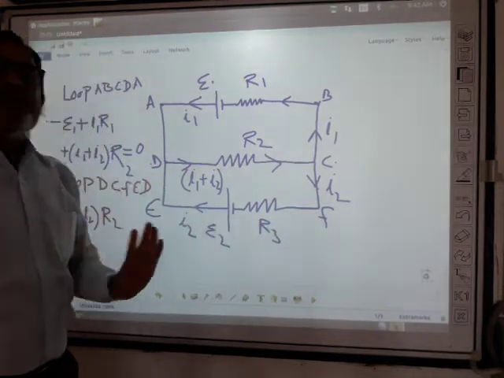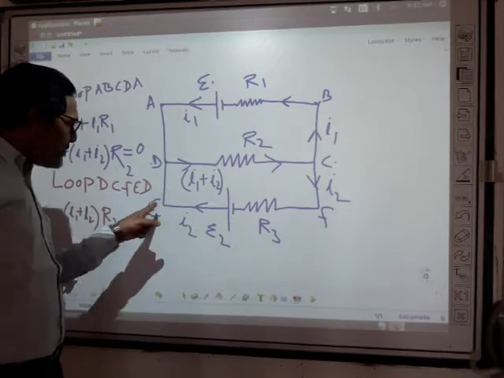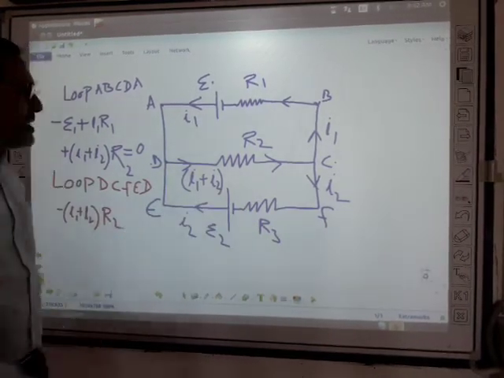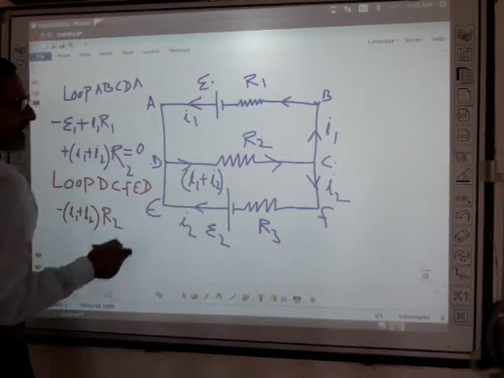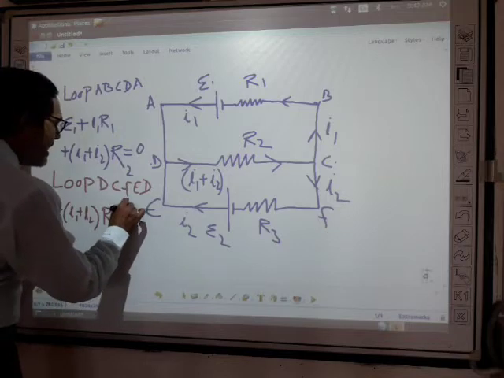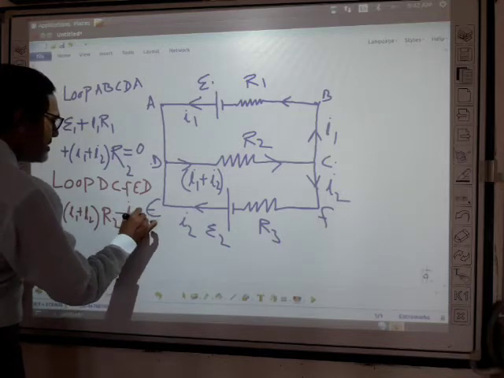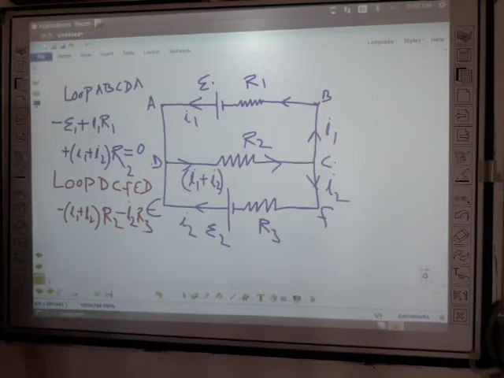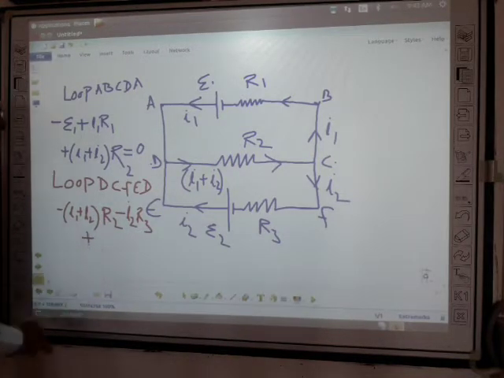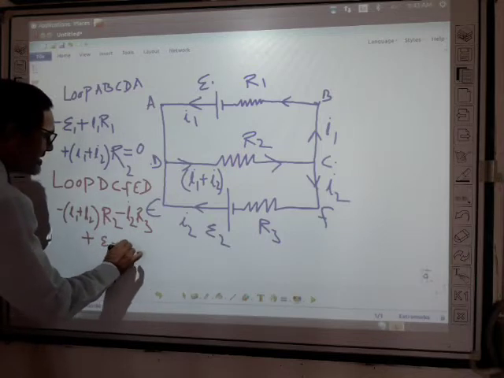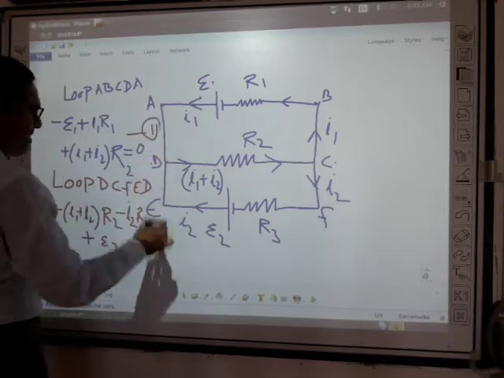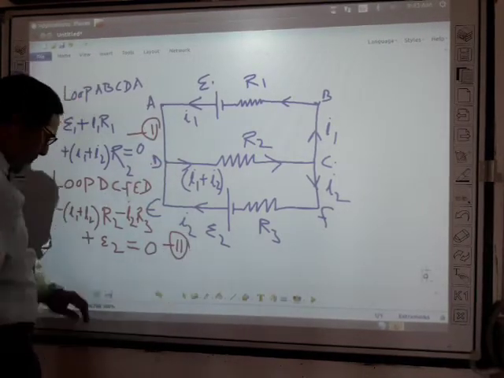Then C to F, nothing. Then F to E, there are two things, one is resistance, another is cell. In the resistance, the current is I2. So minus I2 R3 plus E2 is equal to 0. This is equation 1 and this is equation 2.